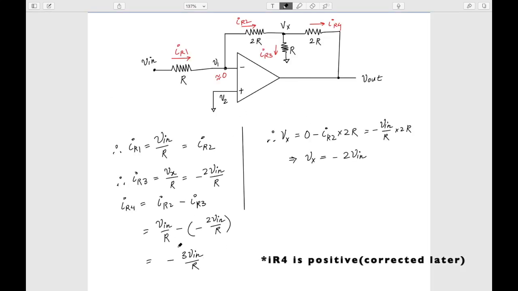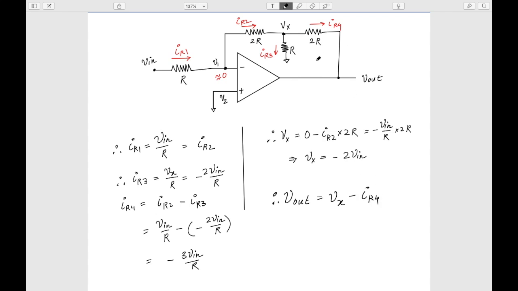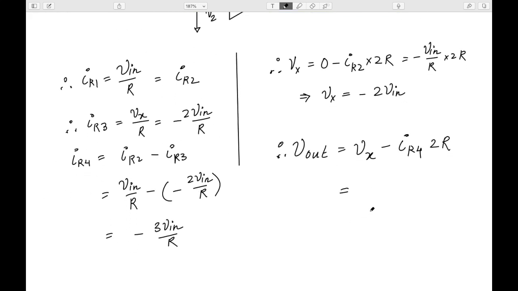Okay, so now because I know IR4, I can easily calculate my V out. If I apply KVL from here to here, it is Vx minus IR4 into twice R. Okay, because I already know the value of IR4, and we know Vx. What is Vx? This is minus 2 V in, and IR4, sorry, I made a mistake, so this is plus 3 V in by 4. Okay, because minus minus gets multiplied.